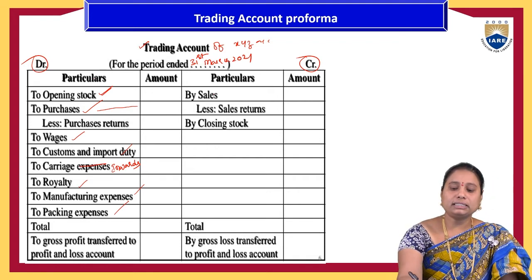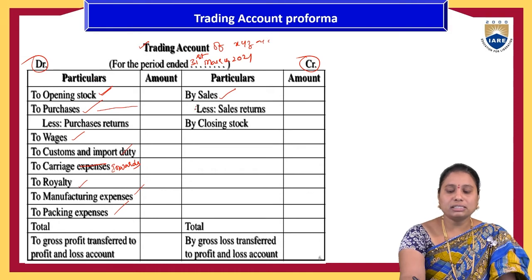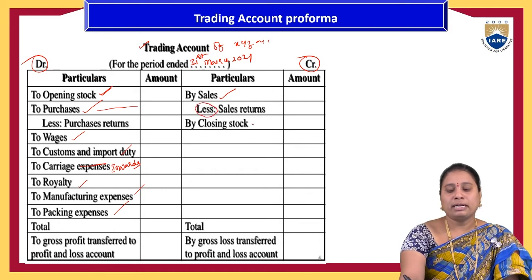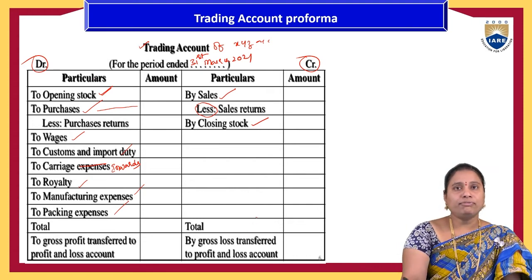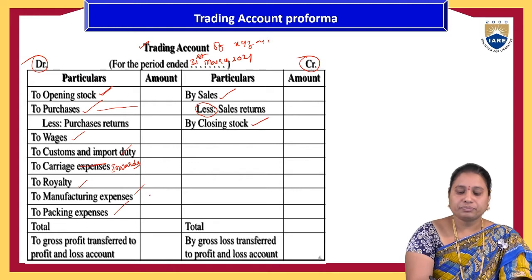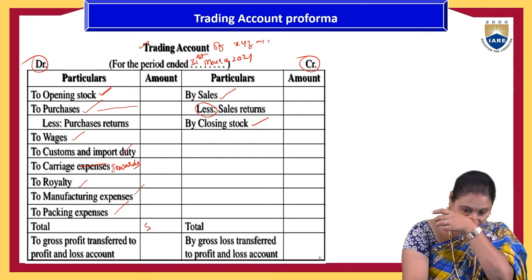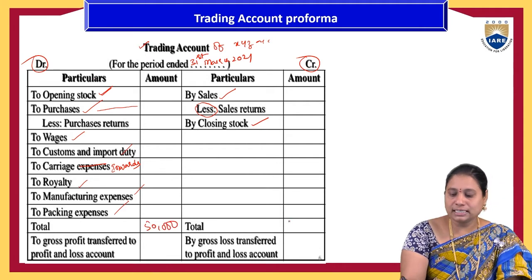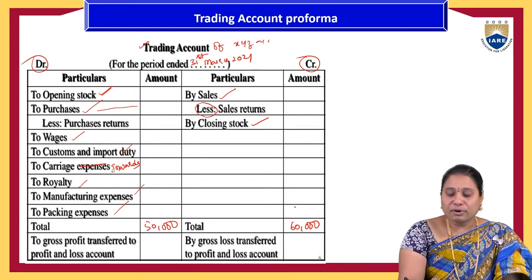And on the credit side, the direct income of the organization: the sales, less any sales returns, along with the closing stock of the organization. And here, assume that the total of the expenditures is 50,000, whereas the income is 60,000, which means there is a profit of 10,000.